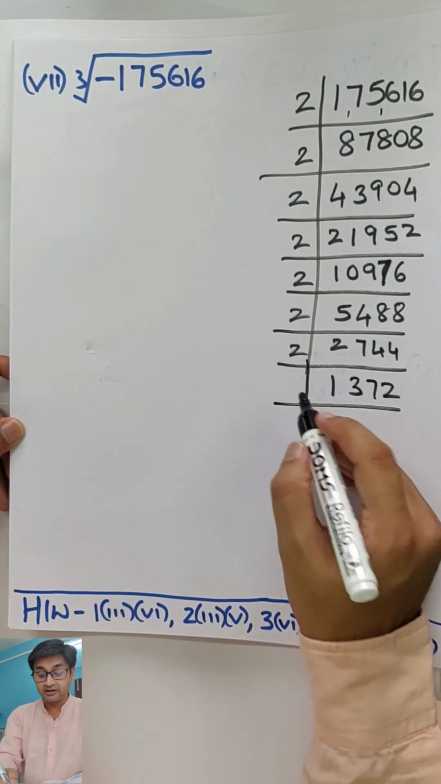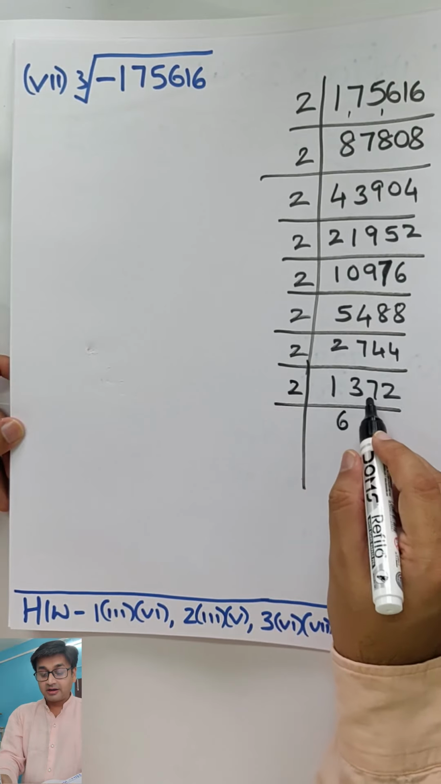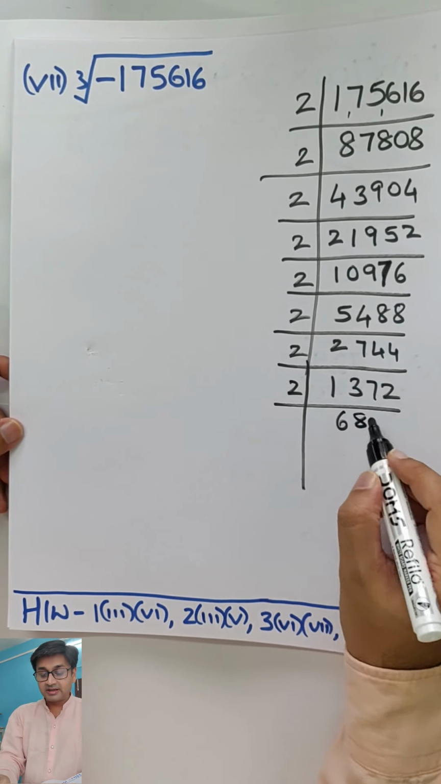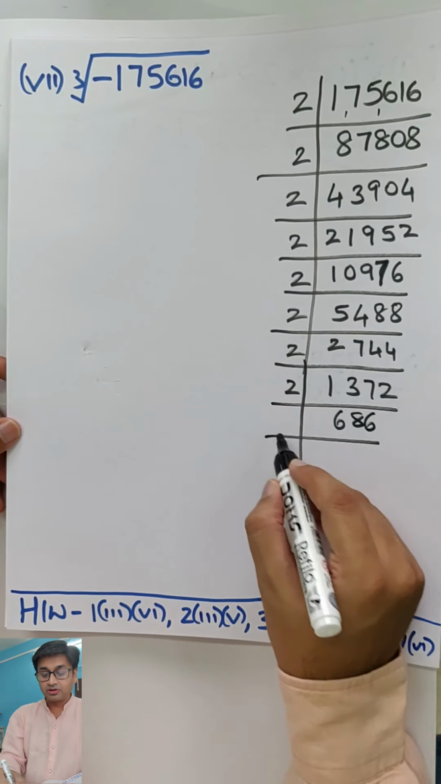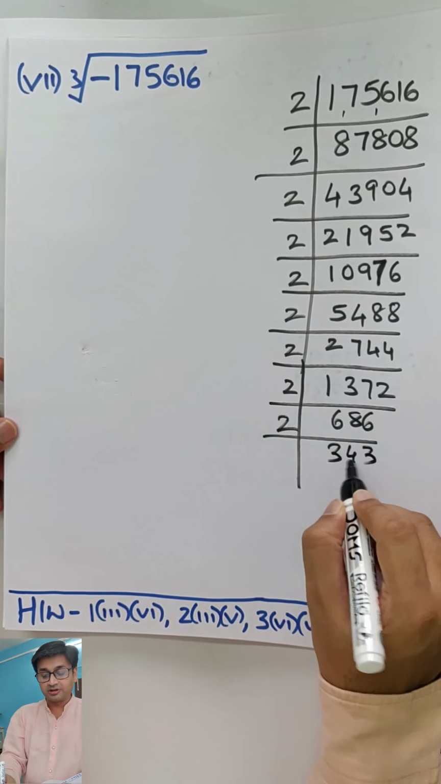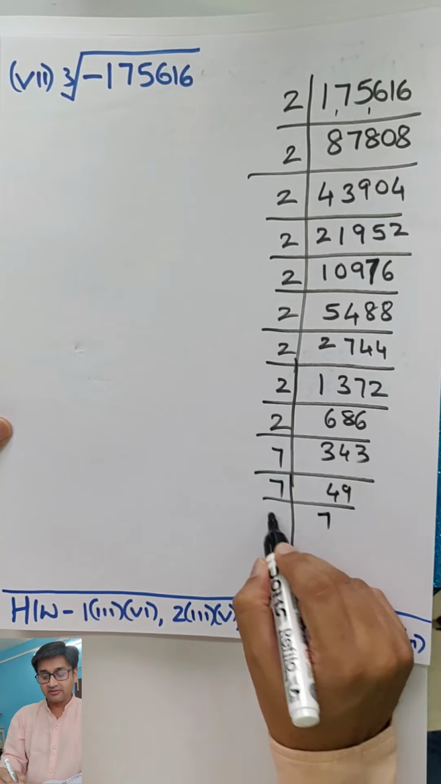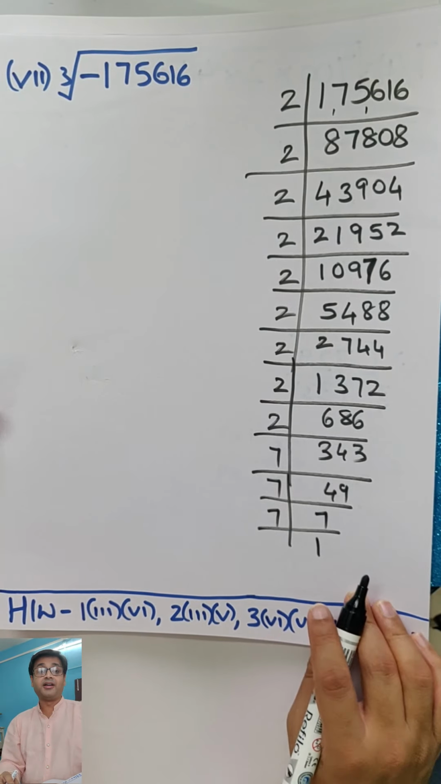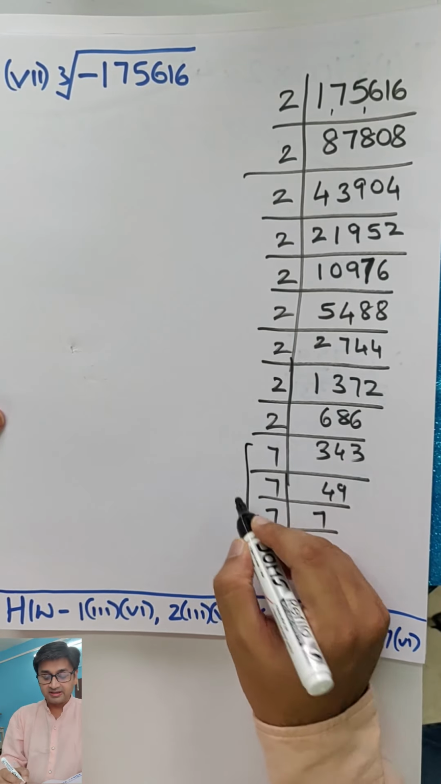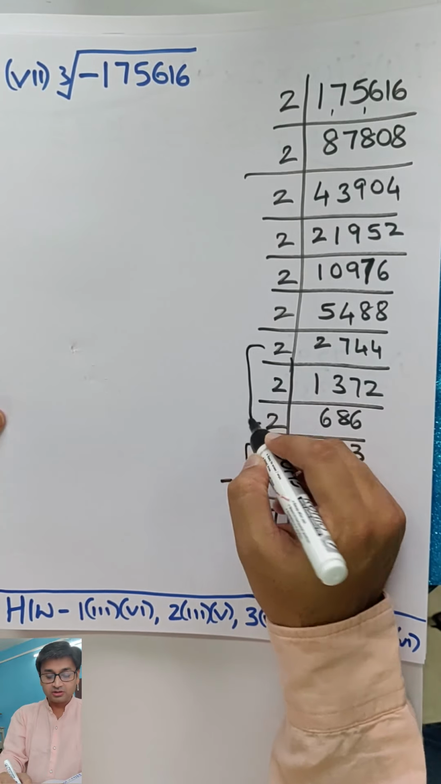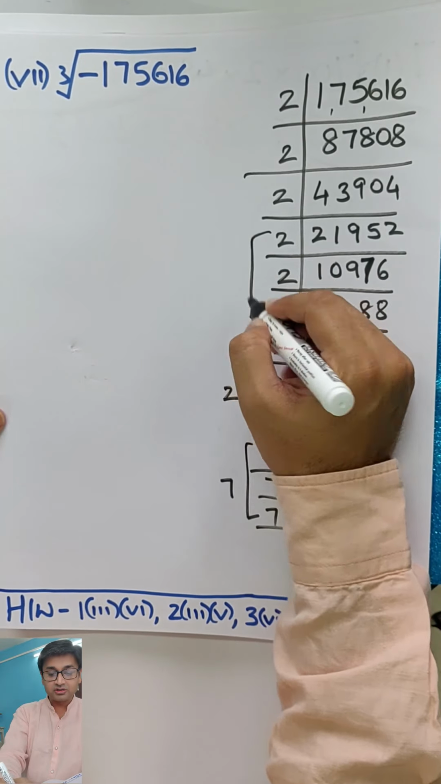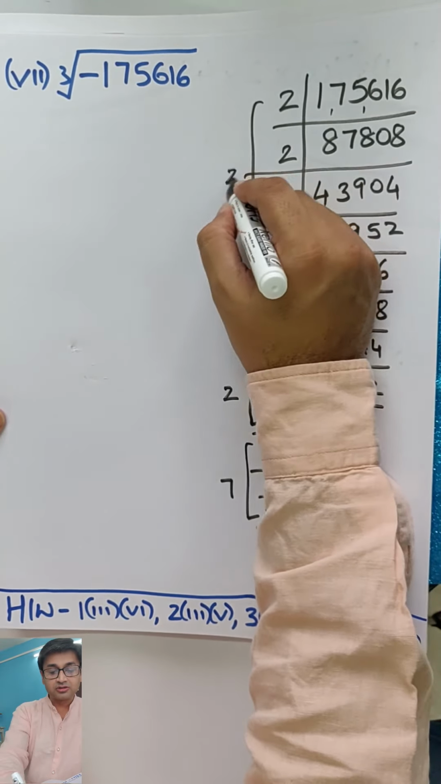I hope you are still there and you're not getting scared. 2 8s are 16, 2 6s are. We are almost there. Don't leave it. 343. There you go. 49, 7, 7 and 7 1. Finally we managed. So this 7 can come out, this 2 can come out, this 2 can come out, and here this 2 can come out.